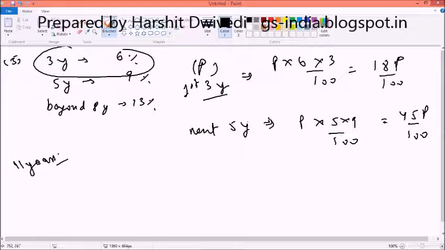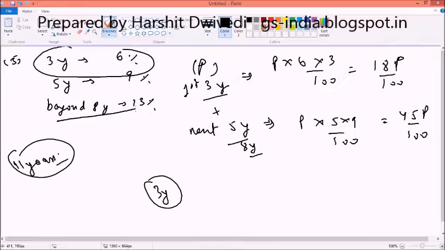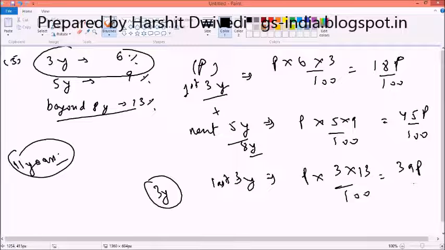This is 3 years, this is 5 years, this is total 8 years. For how much time he is invested? 11 years. So how much time is remaining? 3 years. So the third condition applies for 3 years only. So for the last 3 years, the interest earned by him will be P into 3 into 13 by 100, 39P by 100.